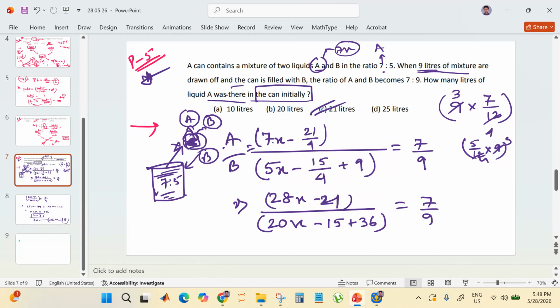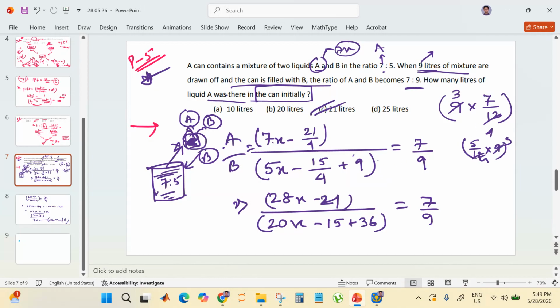And this whole 9 liters, check this line, the can is filled with B. That means if you take 9 liters from the mixture, there will be a vacancy. And that particular vacancy, that means the 9 liters of vacancy, will be filled with B. That means in the B, you have to add exact 9. So 7x minus 21 by 4 by 5x minus 15 by 4 plus 9 equals to 7 by 9, because in the question there is a ratio 7 is to 9 as the resultant.